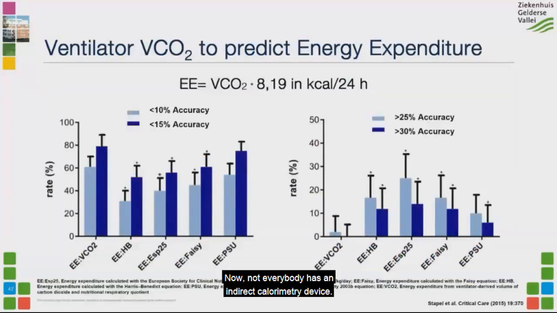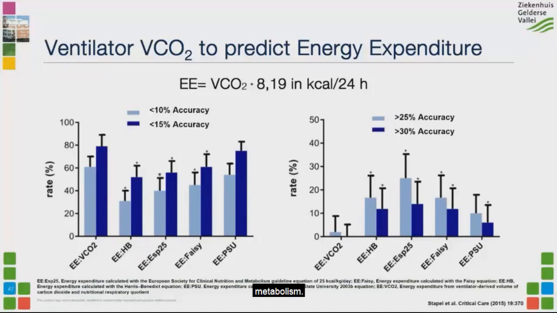Now, not everybody has an indirect calorimetry device. So a group from Amsterdam did this study and compared indirect calorimetry with the VCO2 produced by a ventilator. Many ventilators, based on capnometry, can give you the VCO2 or the CO2 production per minute, a reflection of metabolism.